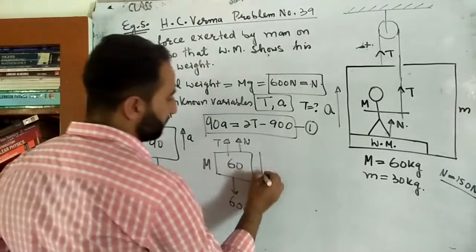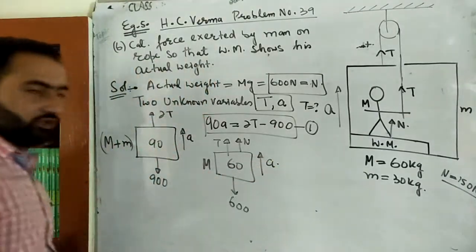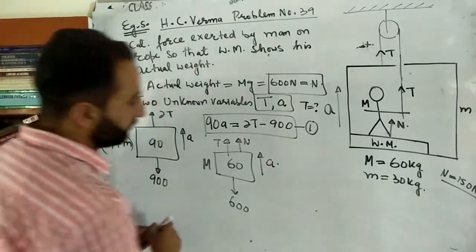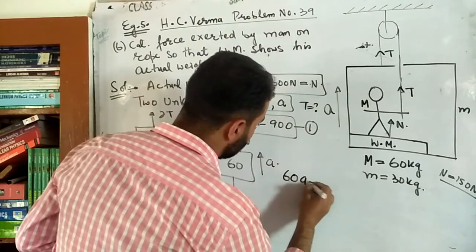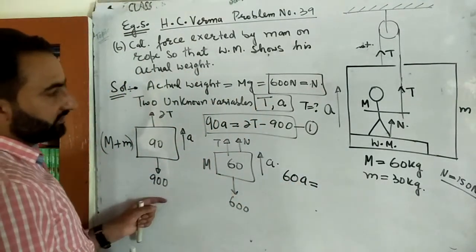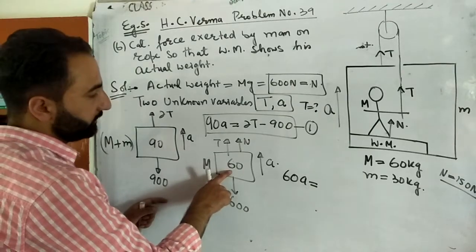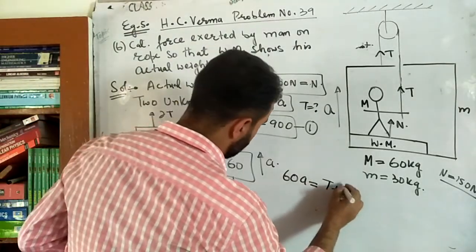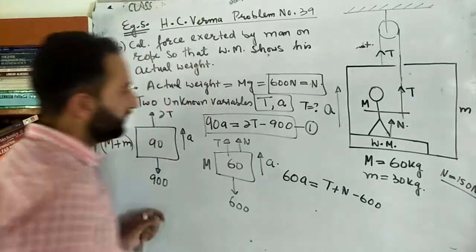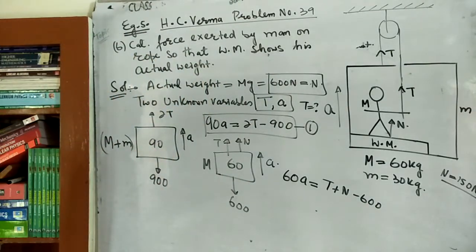Okay, and it accelerates upwards with an acceleration of a. So what I will write for this is 60a. 60a is equal to 60 multiplied by a. That's equal to T plus N minus 600.